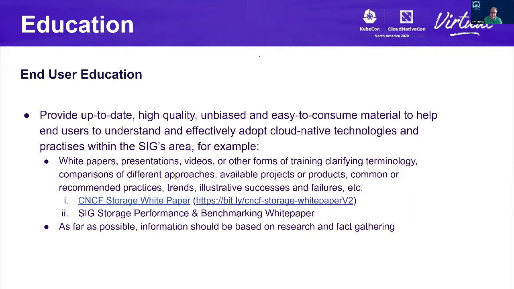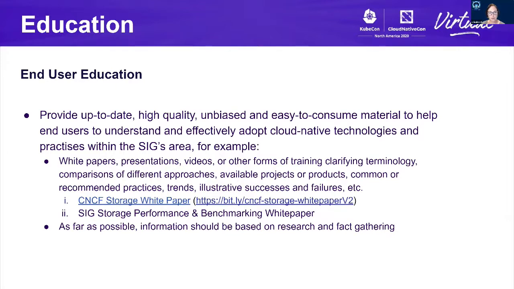So the first one of those things that we published globally was the CNCF Storage White Paper. It's on version 2. The white paper is long, but it is extremely comprehensive in trying to net out what are all the different components involved in traditional storage and also within the cloud native landscape. What do those things mean when we start running them in a cloud native fashion?